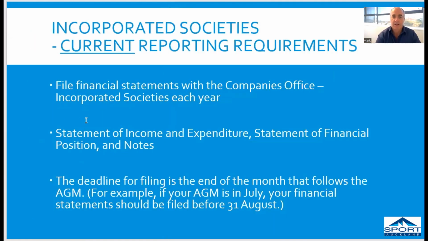The current financial reporting requirements are that financial statements are filed with the Incorporated Societies sector of the Companies Office every year. At the bare minimum, they contain a statement of income and expenditure and a statement of financial position, and the disclosure notes around those. The deadline for filing is the end of the month that follows your annual general meeting. So if it's in July, then your deadline is the 31st of August.